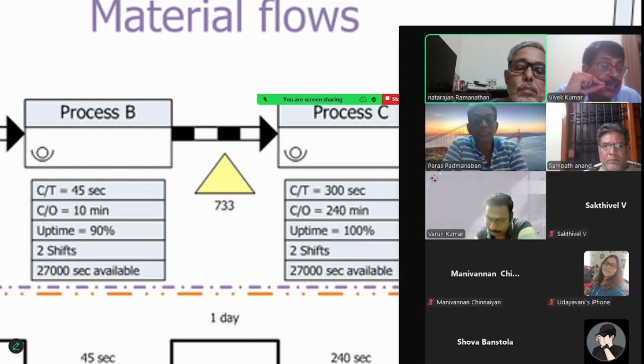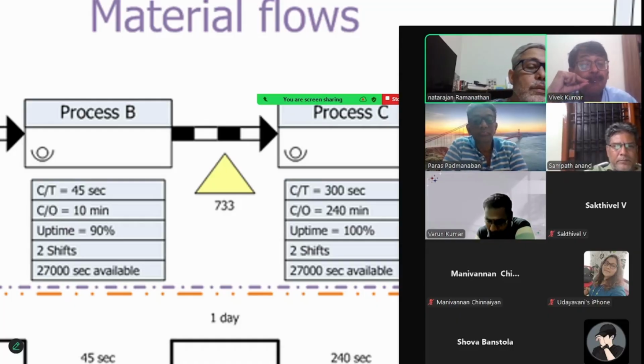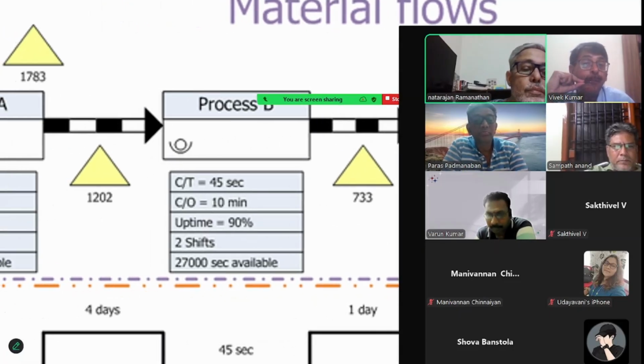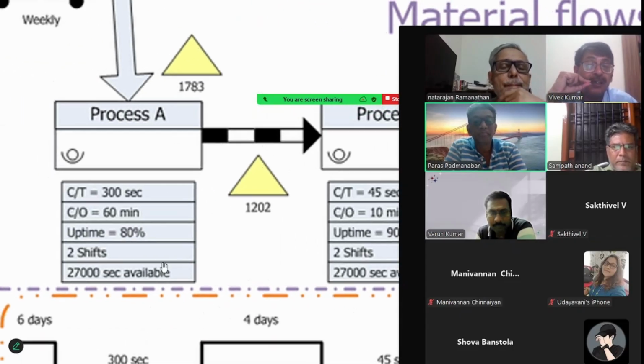But in this machine, where is the opportunity for improvement? In changeover time. Now look at this process. What is the changeover time? 10 minutes only. And what is the uptime? 90%. So if you are to improve this, what is to be improved? Machine health, the uptime needs to be improved. Similarly here, look at this.